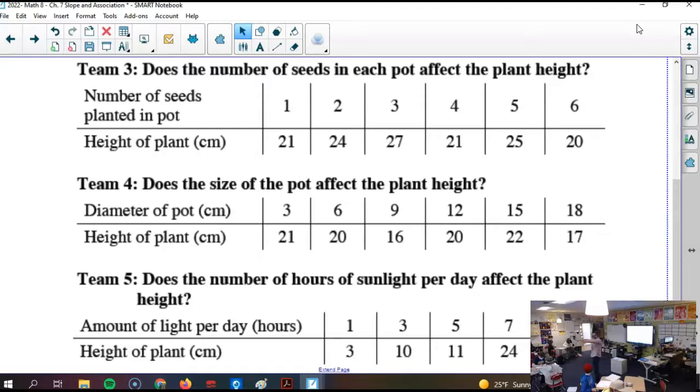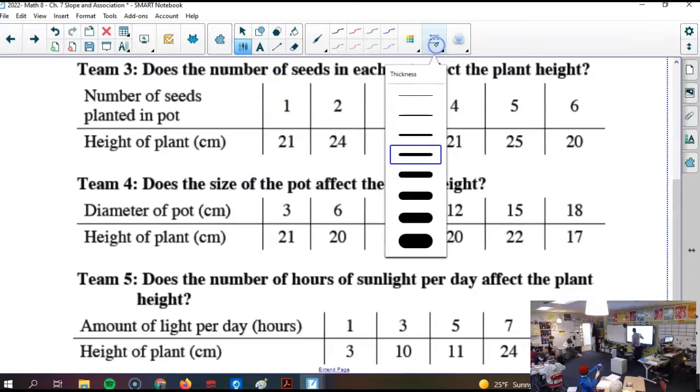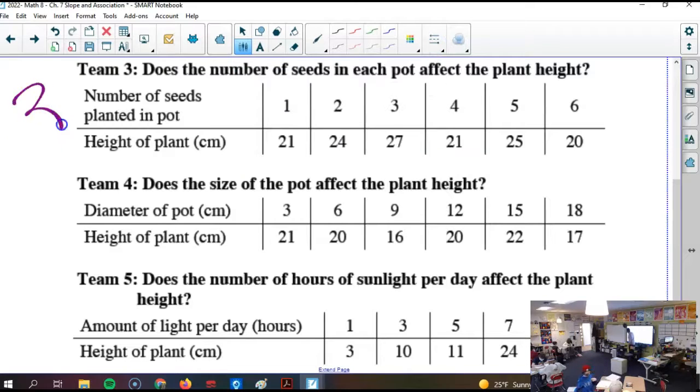5, 3, 4. Sorry, I moved the screen, so double check what you're looking at. Team 3 is the middle of the room. Team 4 is that side of the room. Team 5 is over on this side of the room because we just had to switch things around a little bit.